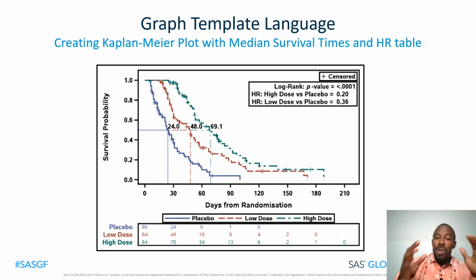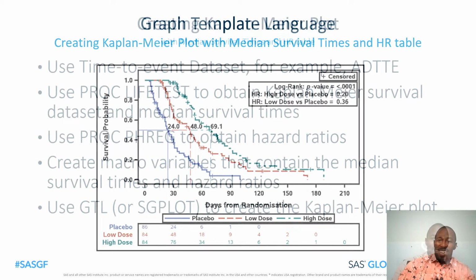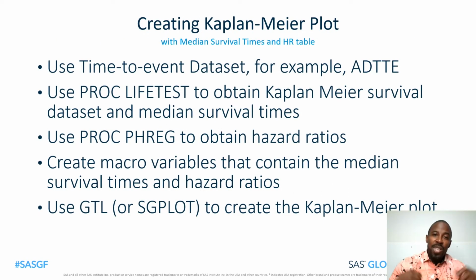You may be wondering, how do we create a plot like this? But don't worry, I will show you. There are a few steps that we can take to produce a KM plot. The first step is to have a time to event dataset, for example, ADTTE.